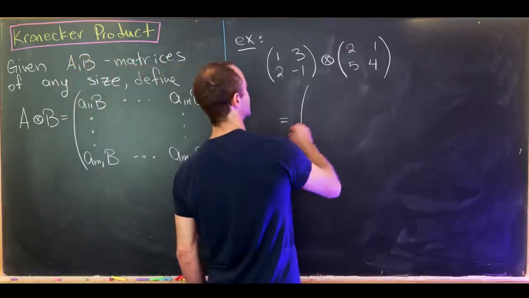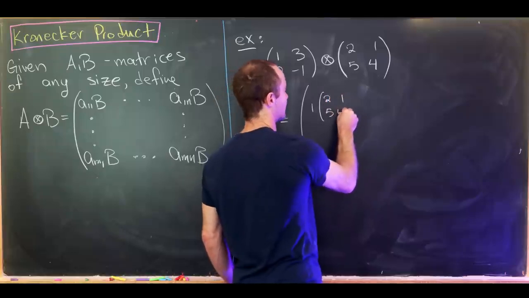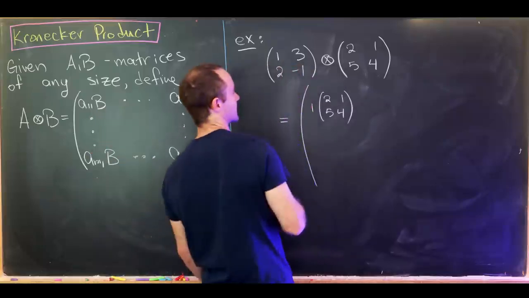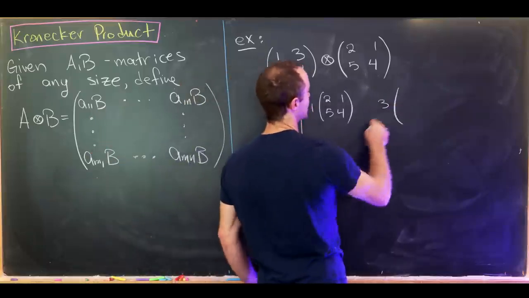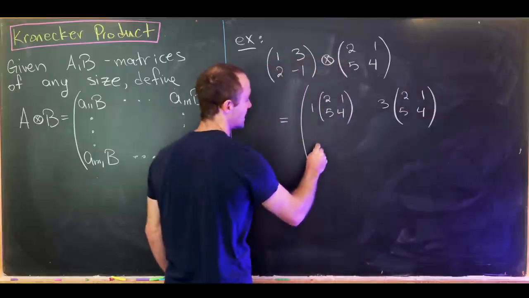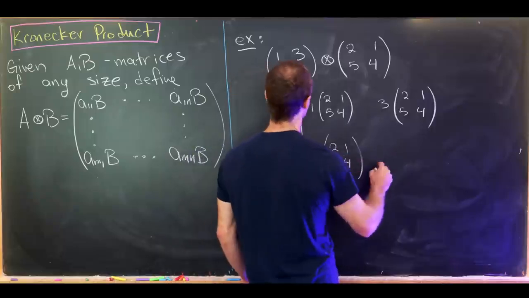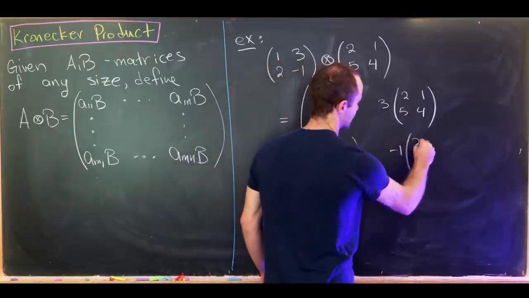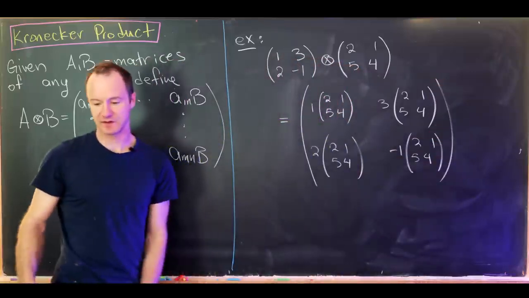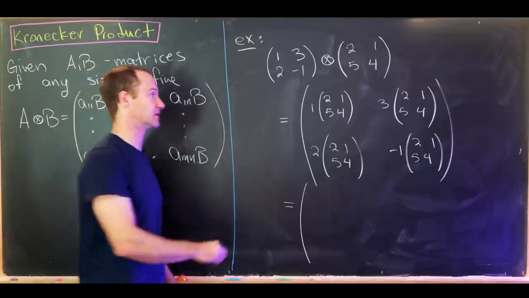And so this upper entry right here will be 1 times the matrix 2, 1, 5, 4. So that would be related to this block matrix right here. And then next we'll have 3 times the matrix 2, 1, 5, 4 in this entry. Here we'll have 2 times the matrix 2, 1, 5, 4. And then down here we'll have -1 times the matrix 2, 1, 5, 4. So something like that. But now we can just expand this thing out without too much difficulty.